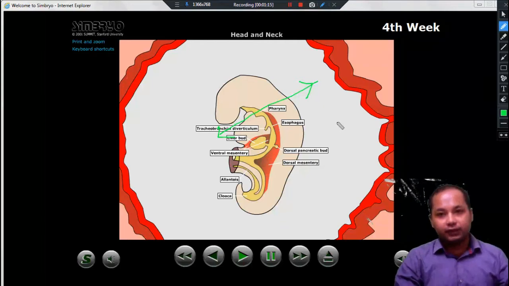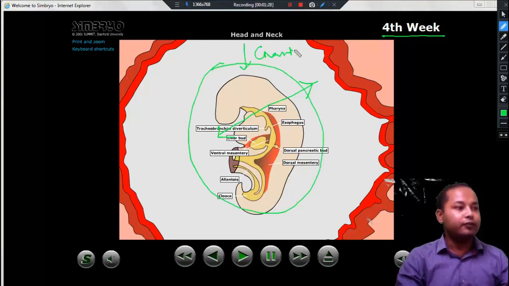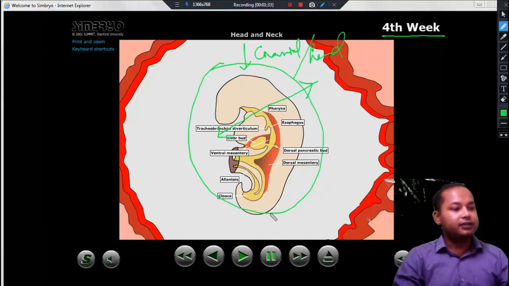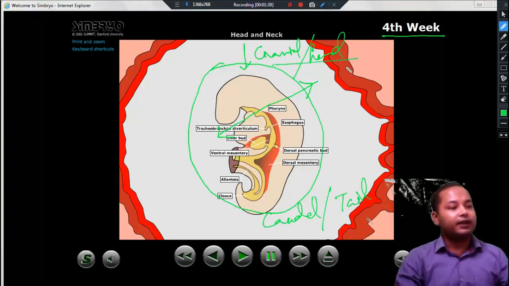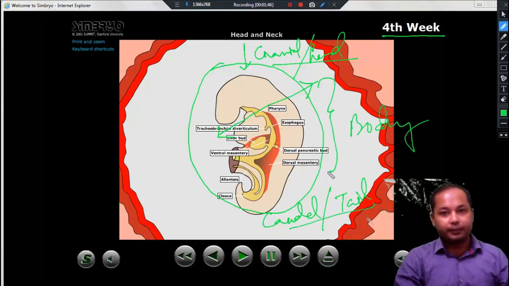I'll tell you what the pouch means, but first of all, orient yourself. This is the 4th week of development of the human fetus. This whole thing is the human fetus. It has a cranial pole, which is going to form the head, and this is the caudal pole, or the tail. This part is the body. I think you have been oriented.